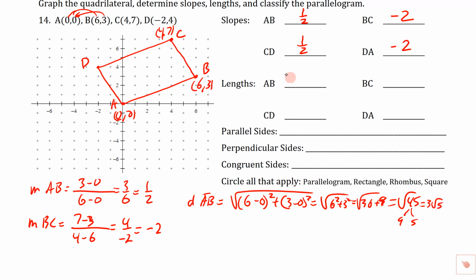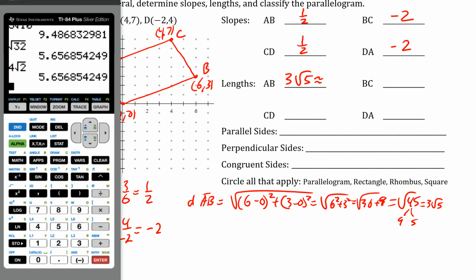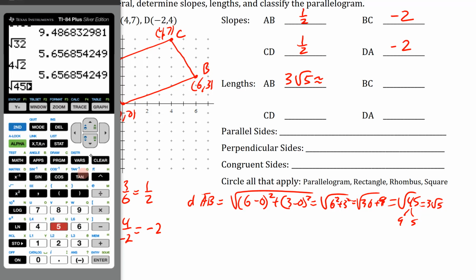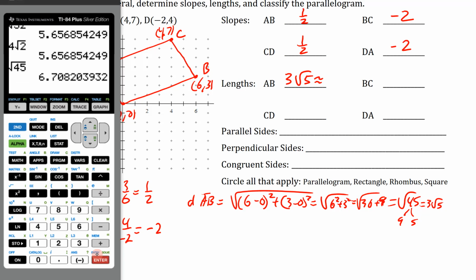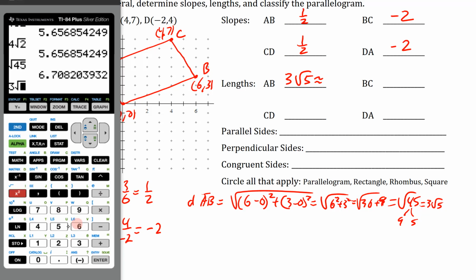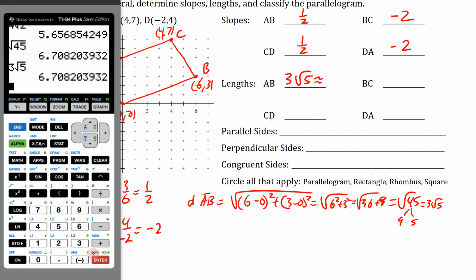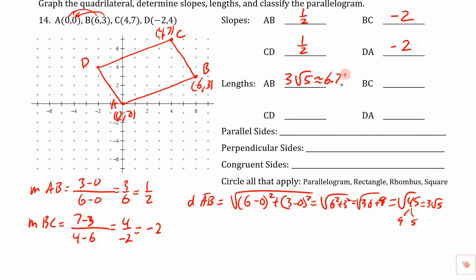So for AB, we're going to write 3 radical 5, and I'm also going to give a little approximation for this. So we'll grab the calculator really quickly. And again, just double checking here, 45, we get that answer right there, so 6.708. 3 square root of 5, same answer right there. So again, to the nearest hundredth, this is either going to be 70 or 71. So this is 6.71.